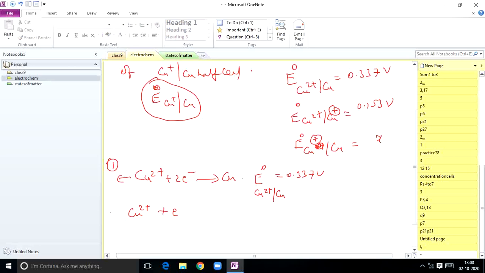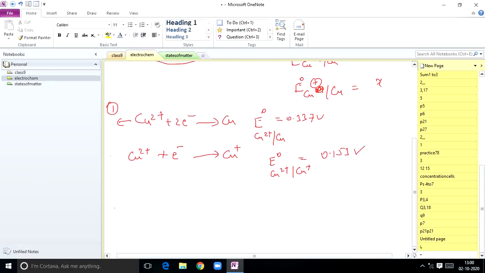Okay. Now let us do it. How will you get Cu2 plus to Cu plus? One electron only you have to add, that is Cu plus. So here the electrode potential of Cu2 plus to Cu plus, how much is it given? 0.153 volts. Okay. Now what is he asking? He is asking us to calculate Cu plus plus electron gives rise to Cu. So what is the standard electrode potential of Cu plus to Cu? This is X.